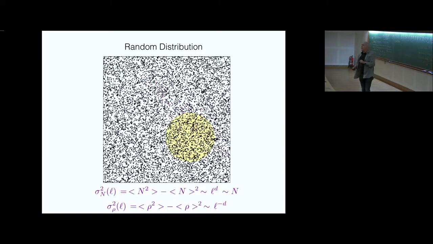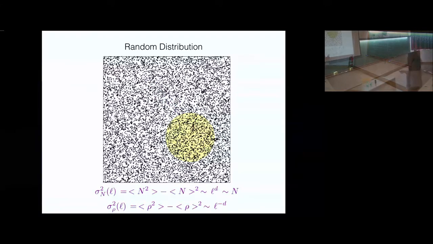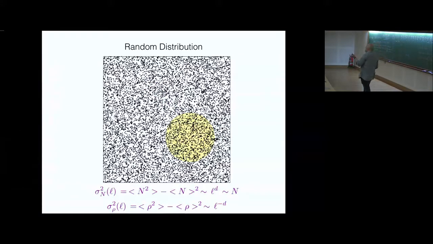Suppose I have a random distribution of points. If I have a random distribution of points, the variance in the number of particles as I move that same circle around scales as the number of particles in, as the area of that circle. It doesn't have to be a circle, by the way. Any shape will work.